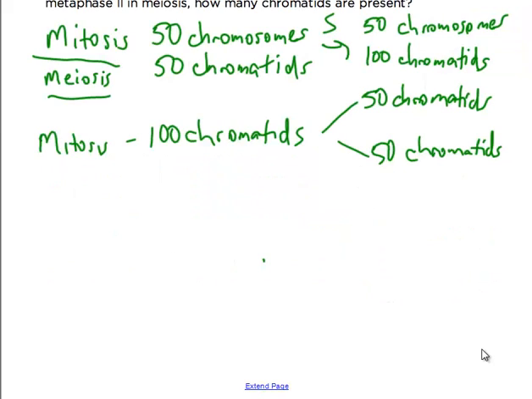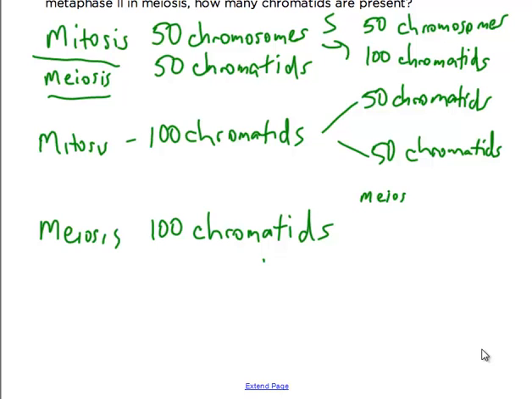So if it was meiosis, we're still starting with a cell that has 100 chromatids, right? Now, remember what happens in meiosis 1. They're just looking for a number here, but we want to remind ourselves that homologous pairs are lined up. So there's 2 homologous chromosomes. There's a total of 4 chromatids there. Meiosis 1 separates them like this.